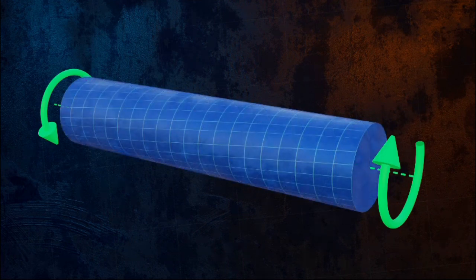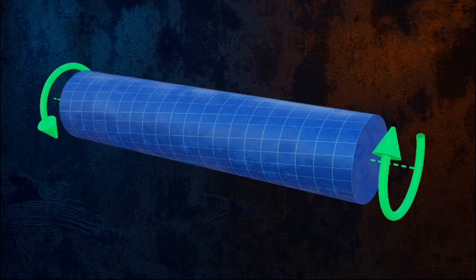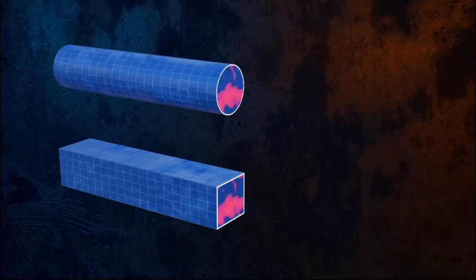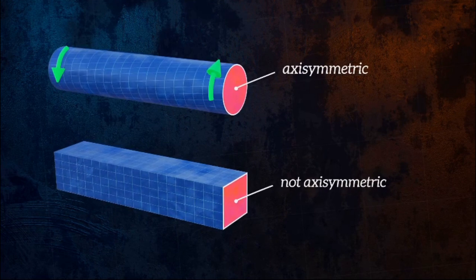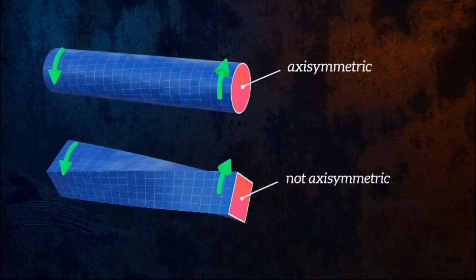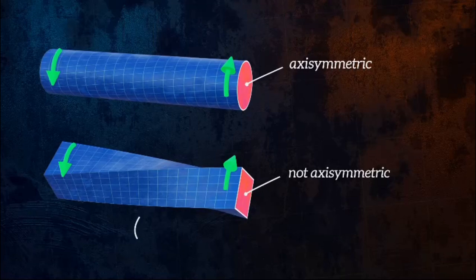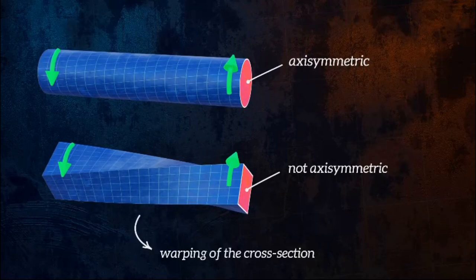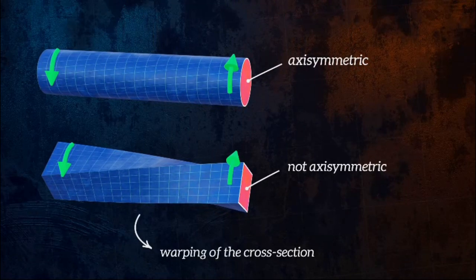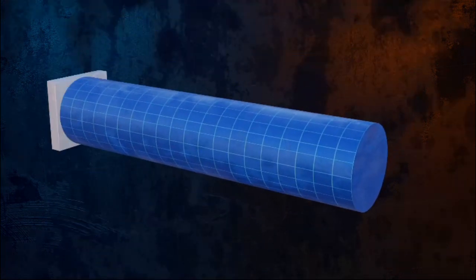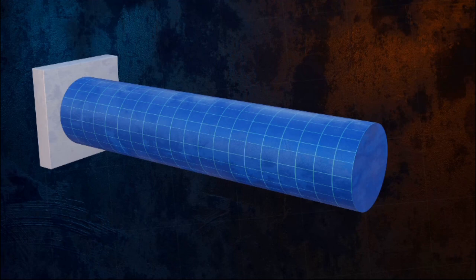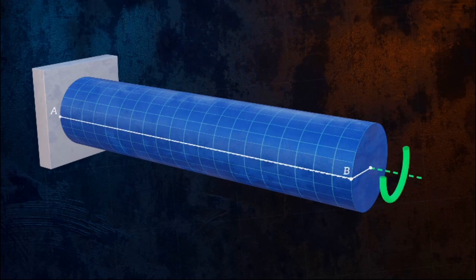This is only true because the cross-section of the bar is axis symmetric. A bar with a rectangular cross-section is not axis symmetric, and so torsion results in warping of the bar cross-sections. This warping is complex, so in this video we will keep things simple and only consider torsion as it relates to circular bars. Let's fix our bar at one end, and track how a line between point A and point B deforms as we apply a torque to the other end.